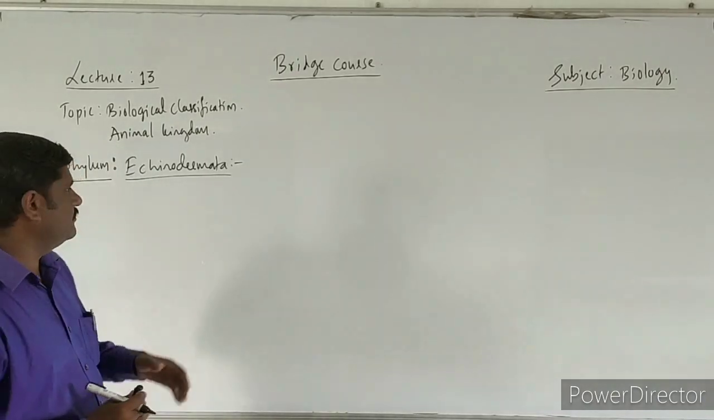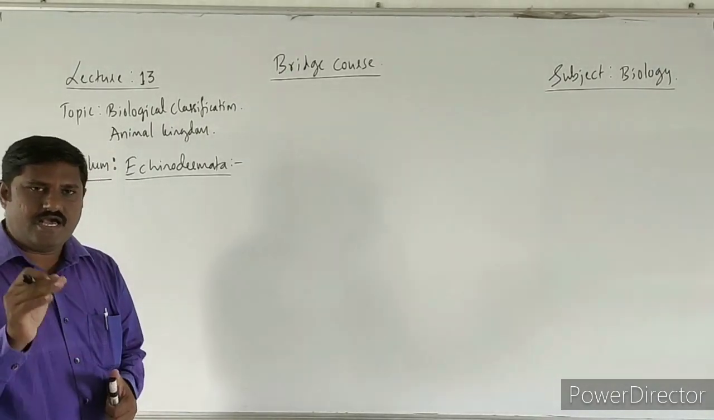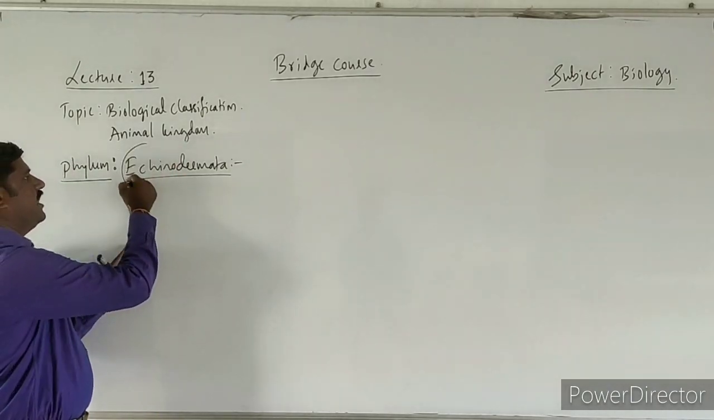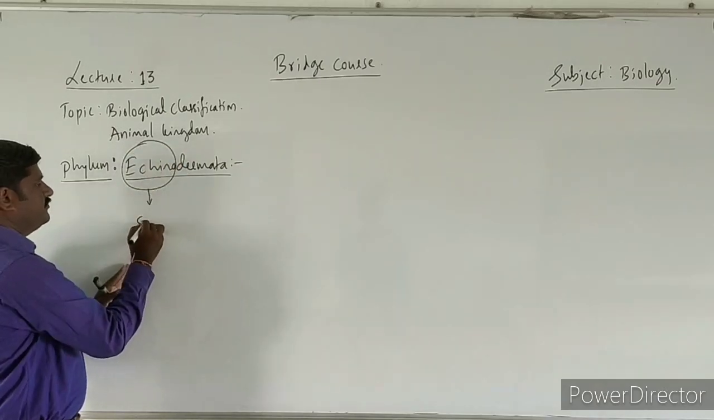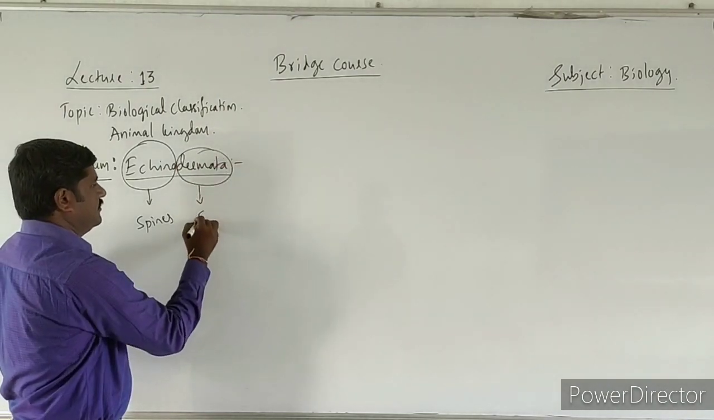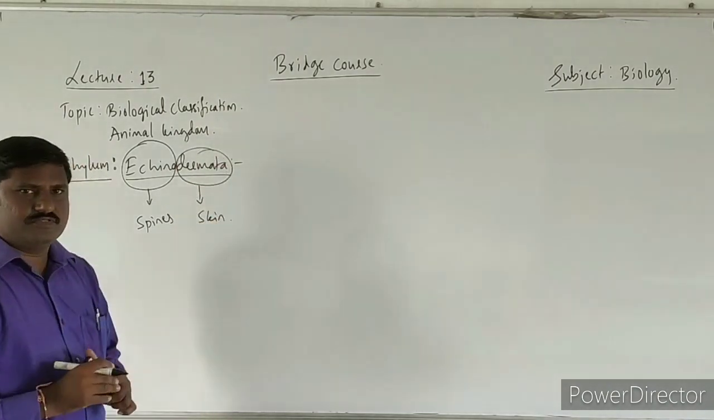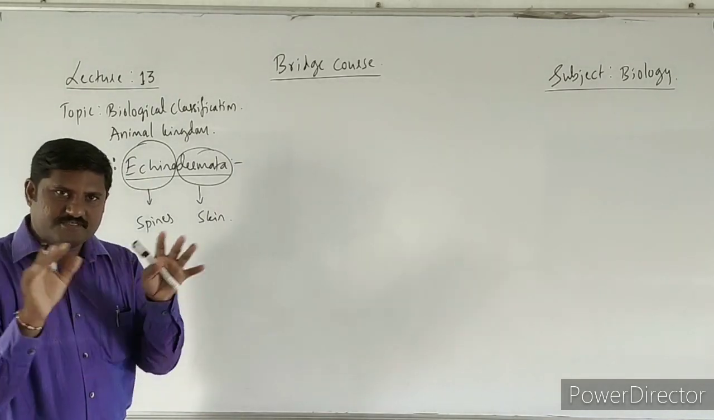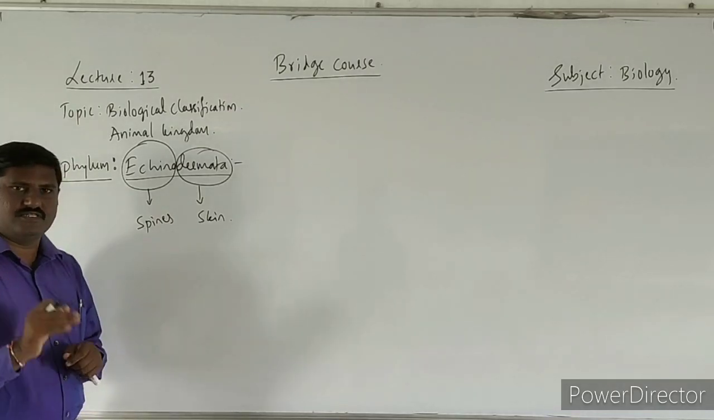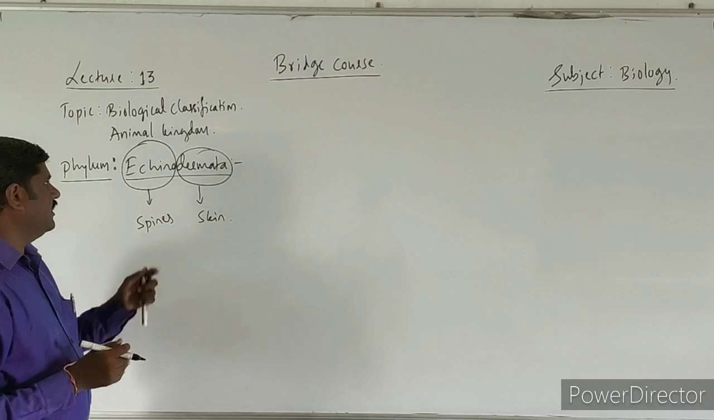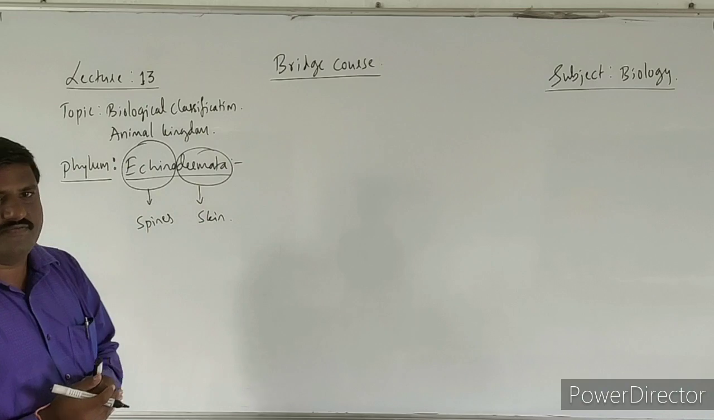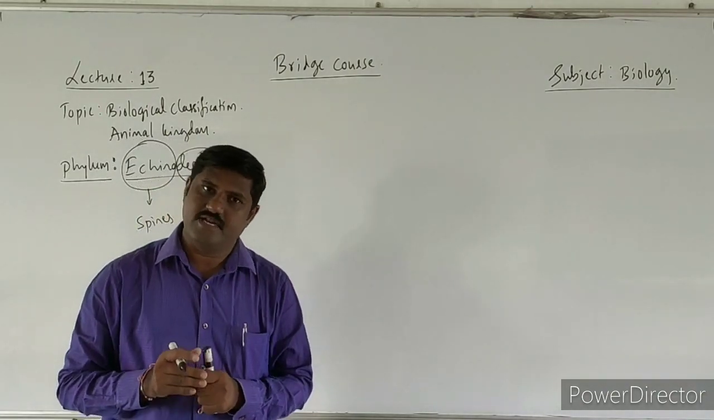Next animal group is Echinodermata. As we have studied in previous classes, the meaning of this word is echinos, meaning spines, and derma meaning skin. As you know, these animals have a rough surface on the body, that is, scales are present on the body or spines are present on the body. Hence they are named Echinodermata. Very important feature.